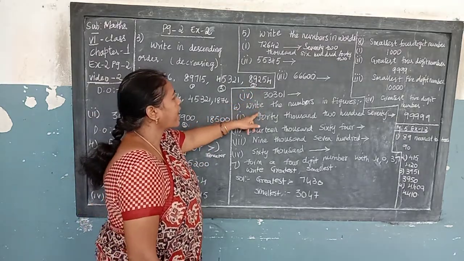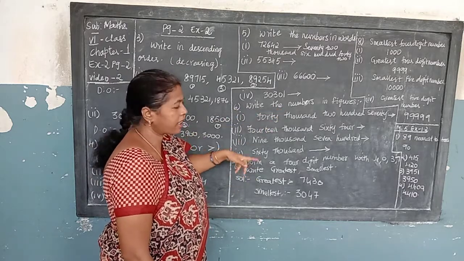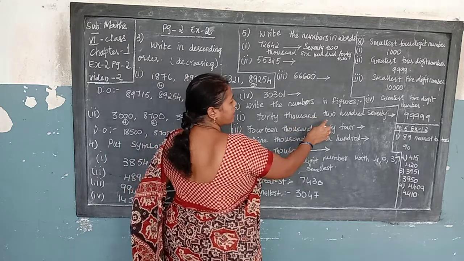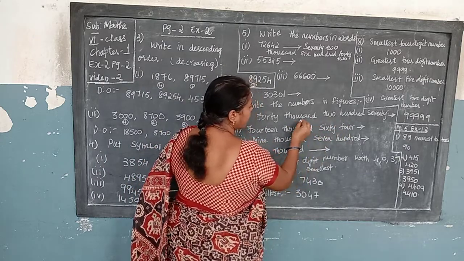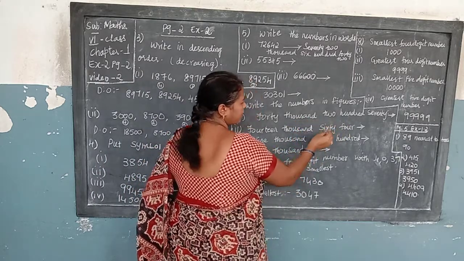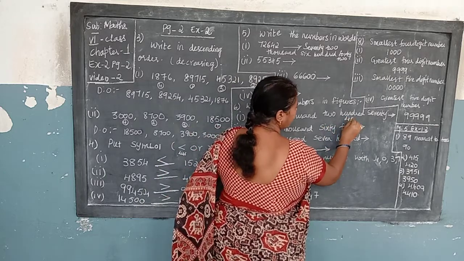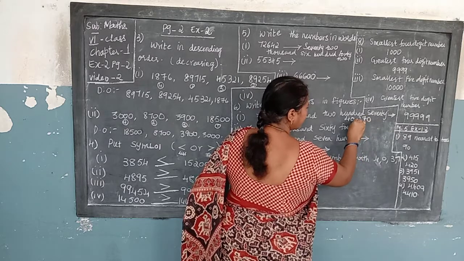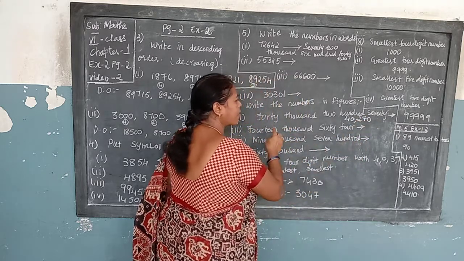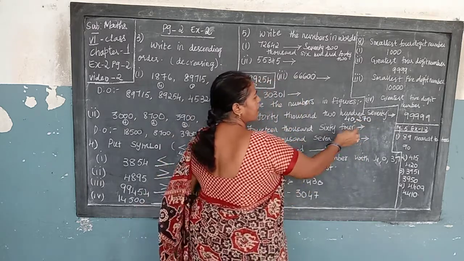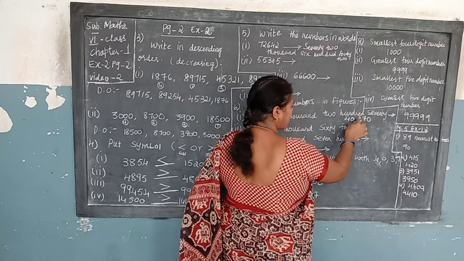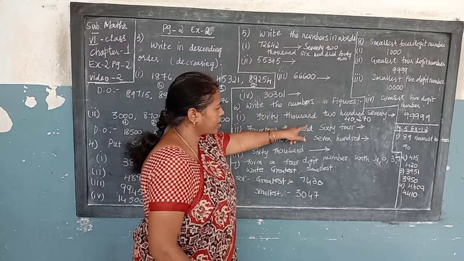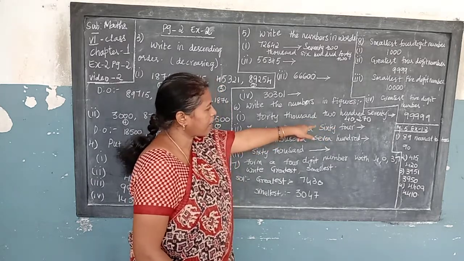Next. Write the numbers in figures. They are telling you to write the numbers in figures. 40,270. How will you write, children? So I am writing here 40,270. Now, how will you count? See how it came, you should know, children. Ones, tens, hundreds, thousands, 10,000. So 40,270. I have written there.